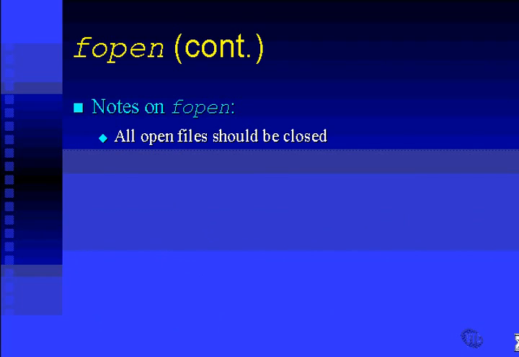Notes on using fopen. Obviously all open files should be closed. You should get into the habit of doing this. Every time you write an fopen, go automatically and write the fclose for it somewhere. Just get into the habit of doing that. Now, you can get away with it. I mean, if you don't do that, then the operating system will automatically close all open files for you at the end of the program. But it's not a good idea to rely on that.